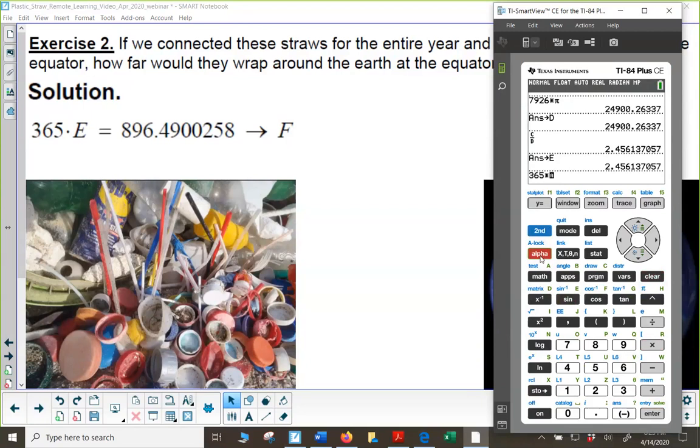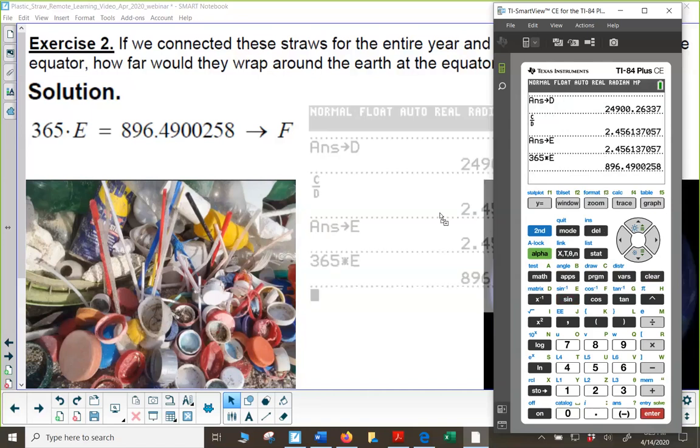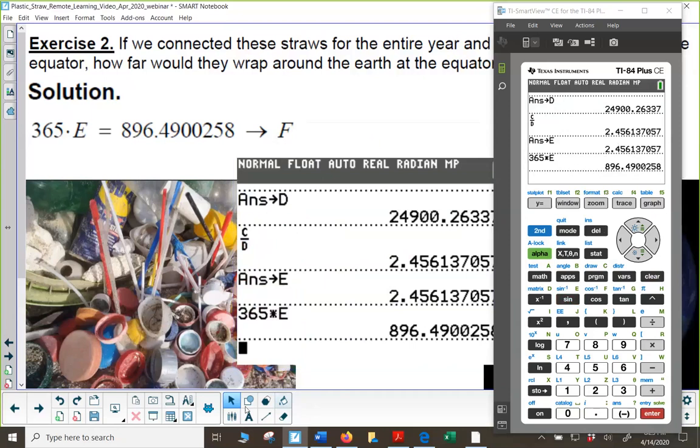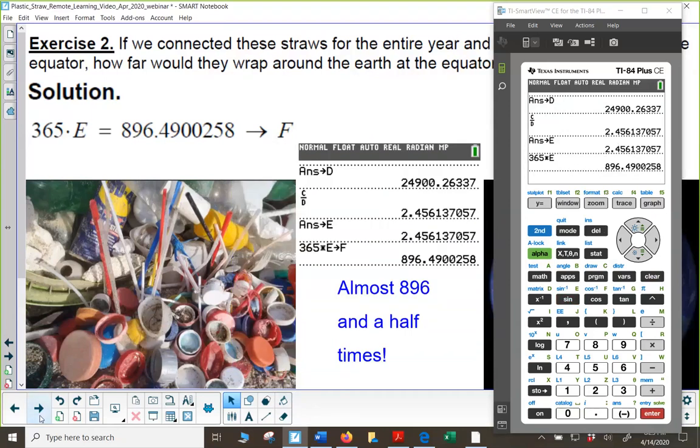And I know some of you are probably saying, why don't you just do answer times 365? Again, get in the habit of having students store intermediate answers, because I'm sure you realize what you see ain't what you got. There's more significant digits internally being stored than what you see on your calculator. So almost 896.5 times around the Earth in a year, plastic straws would bend around it. Now, it gives me a little bit better understanding that this number is just huge.